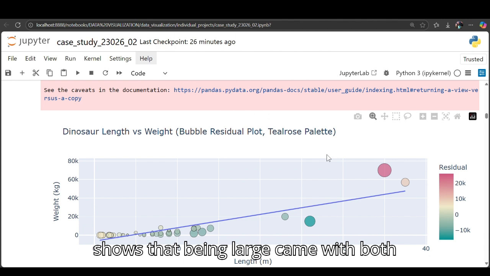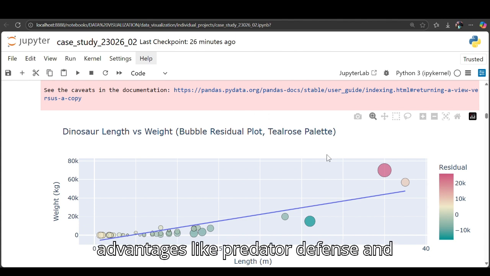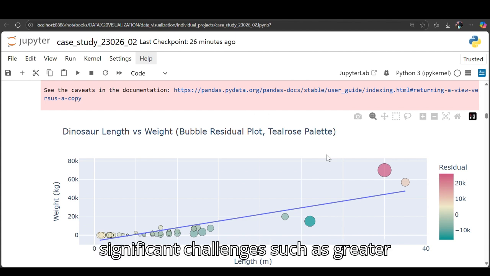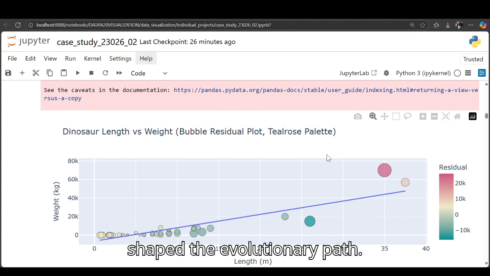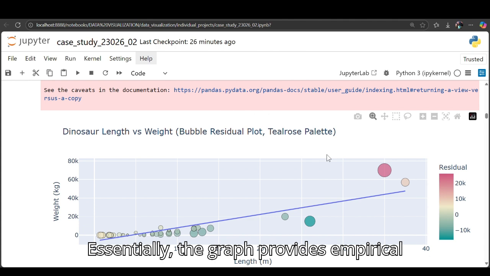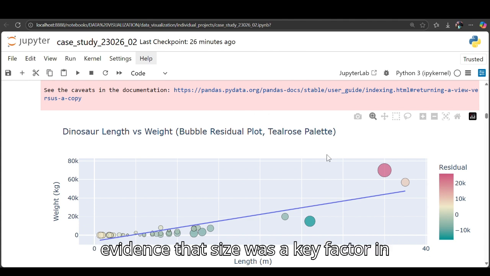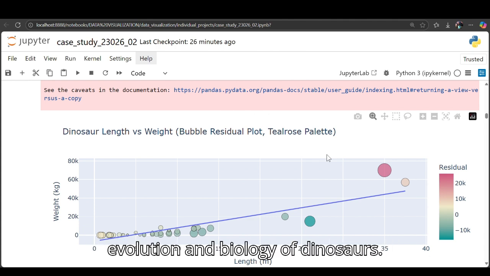It shows that being large came with both advantages, like predator defense, and significant challenges, such as greater need for food and slower mobility, which shaped their evolutionary path. Essentially, the graph provides empirical evidence that size was a key factor in the evolution and biology of dinosaurs.